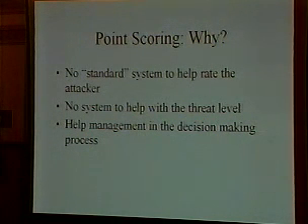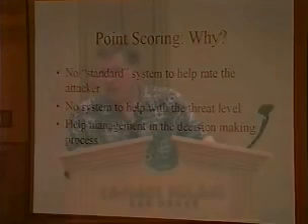And also, the third reason is to help management with the decision-making process. Managers need to be aware of the threat and, if you can, come up with a rating or a profile of your adversary, the guy who's attacking you or is going to attack you or whatever. And that way they can make a better decision.